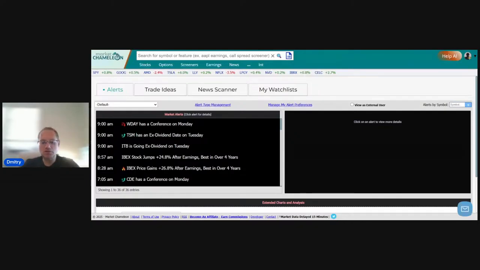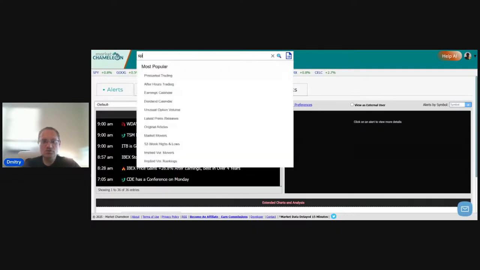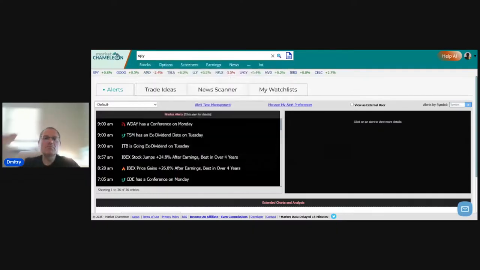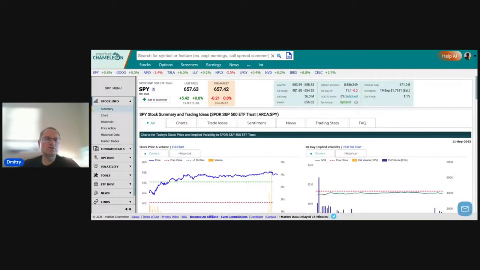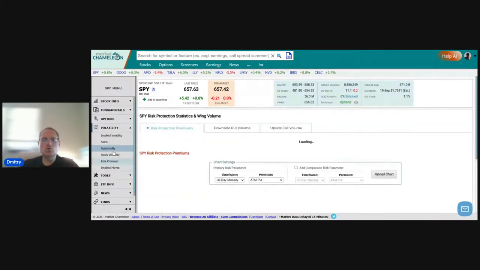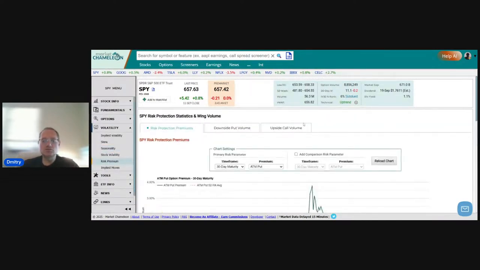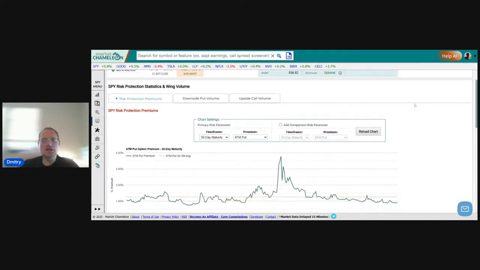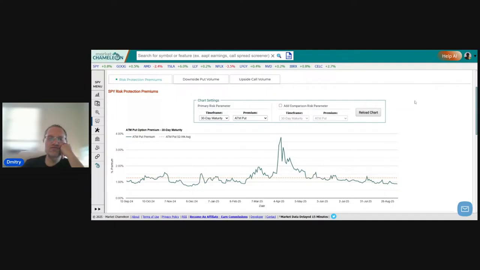I'm going to type in SPY. We're going to navigate to the SPY main page. And over here on the left-hand side, we're going to click on volatility. And then under volatility, let's click on risk premium. Okay, so then we'll come to this page here. I'm going to click on the menu to minimize it and expand our screen. And here we are defaulted to a chart.